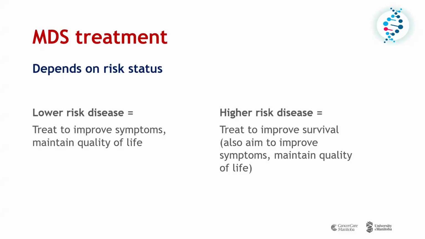In the context of lower risk disease, our objectives are very different than our goals for higher risk MDS. In lower risk MDS, the goals are to improve symptoms if people are currently symptomatic and to try to maintain quality of life for as long as possible. In higher risk MDS, where the disease is evolving a little quicker, or where the risk of complications is higher, primarily the treatment objectives are to improve survival. We know that by treating people with chemotherapy or transplant in this setting, we can improve survival. Of course, we also want to maintain quality of life and improve symptoms, but the objectives are different.